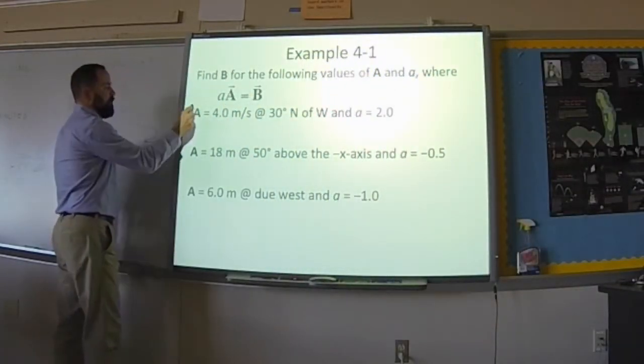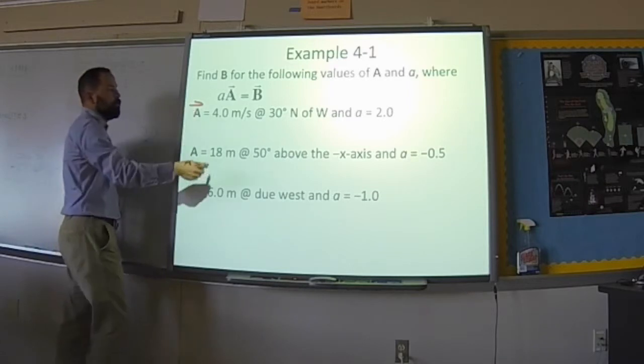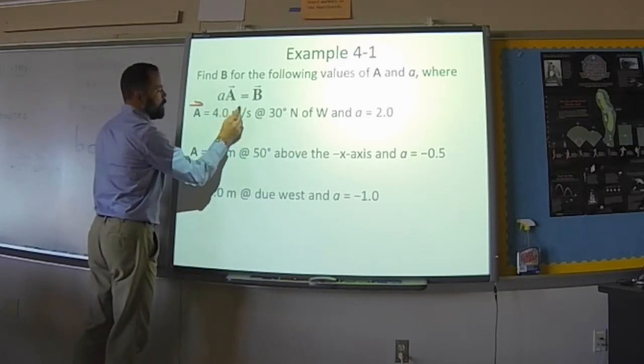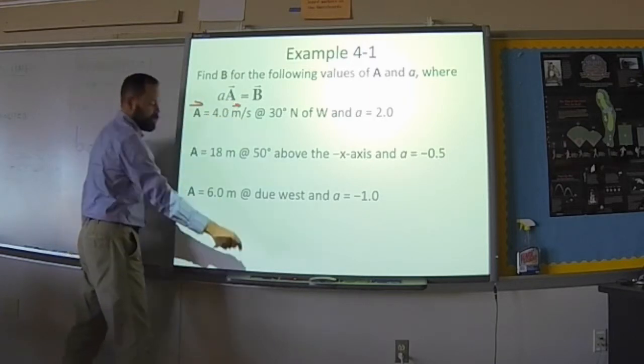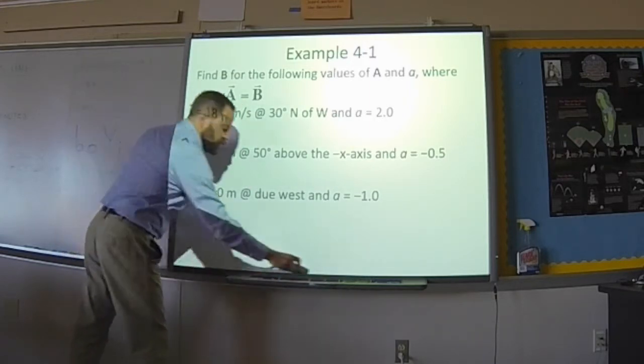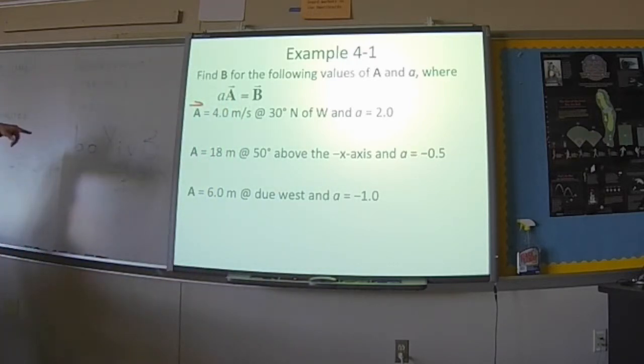So, we have a vector. We've got vector A, 4.0 meters per second. This is the velocity right here. And you say that that's a vector, and that means that must be a vector or displacement right there. Okay, so it's going at 30 degrees north of west. There's actually a different way we could do the direction as well, but north, south, east, and west is probably the best we'll stay with right here.